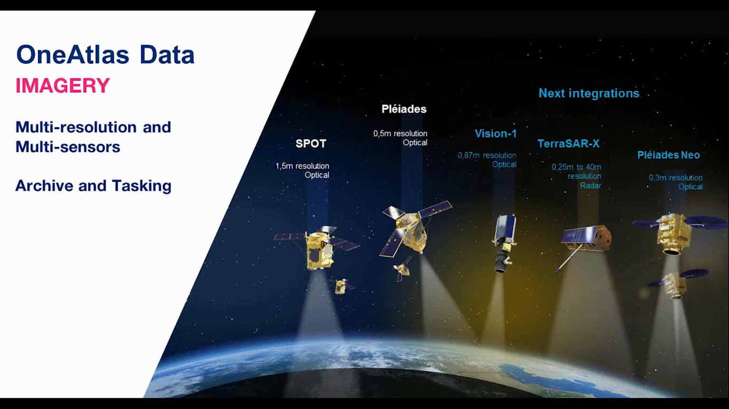In the near future, we will also integrate other sensors. We will integrate Vision 1, another optical sensor at 87 centimeter resolution. It will be a great complement between Spot and Pleiades monitoring capabilities. We will also integrate TerraSAR-X, a radar sensor. It can acquire datasets from a range of 25 centimeter to 40 meter resolution and is independent of weather conditions. Lastly, we are very excited to integrate Pleiades Neo in OneAtlas data, which will provide users a 30 centimeter resolution capacity and 6 spectral bands.